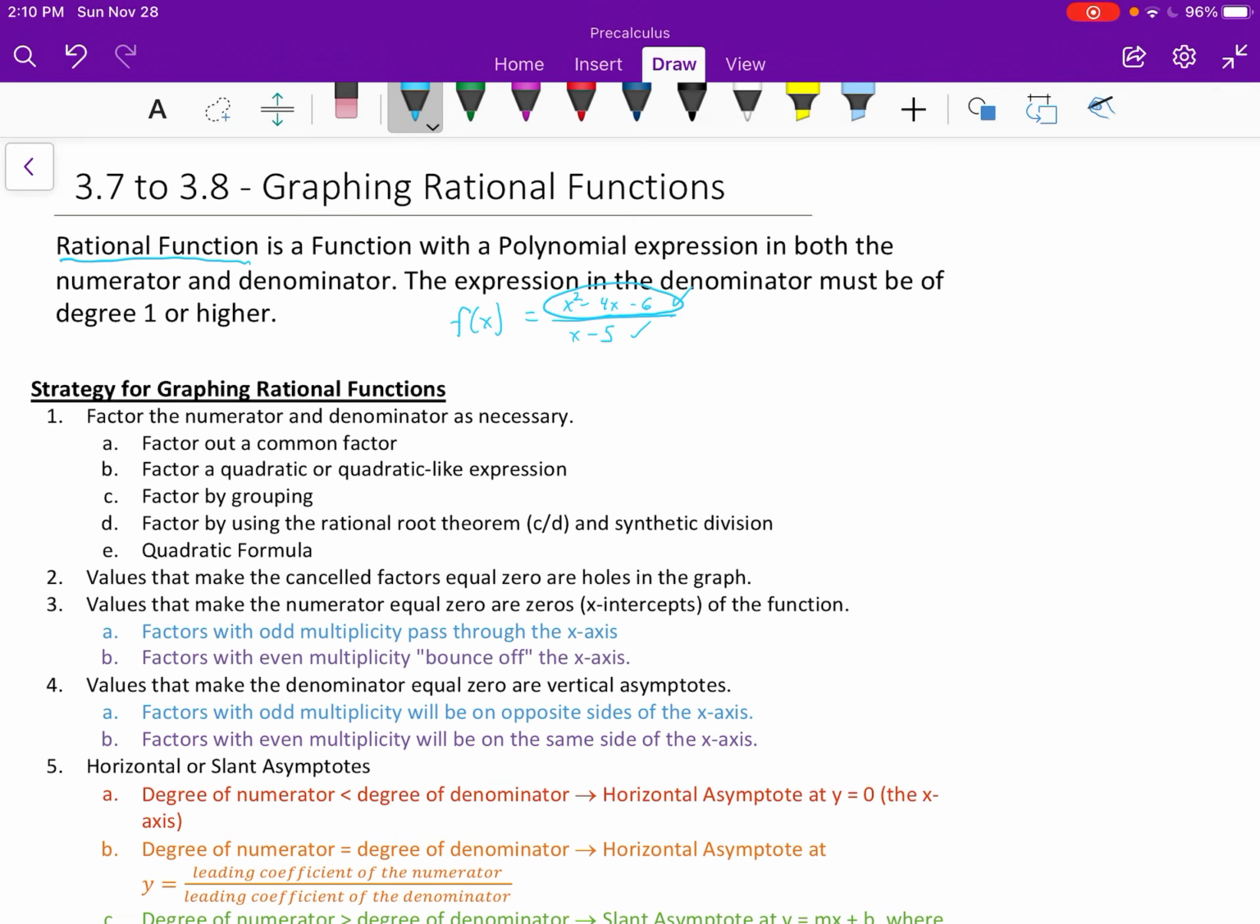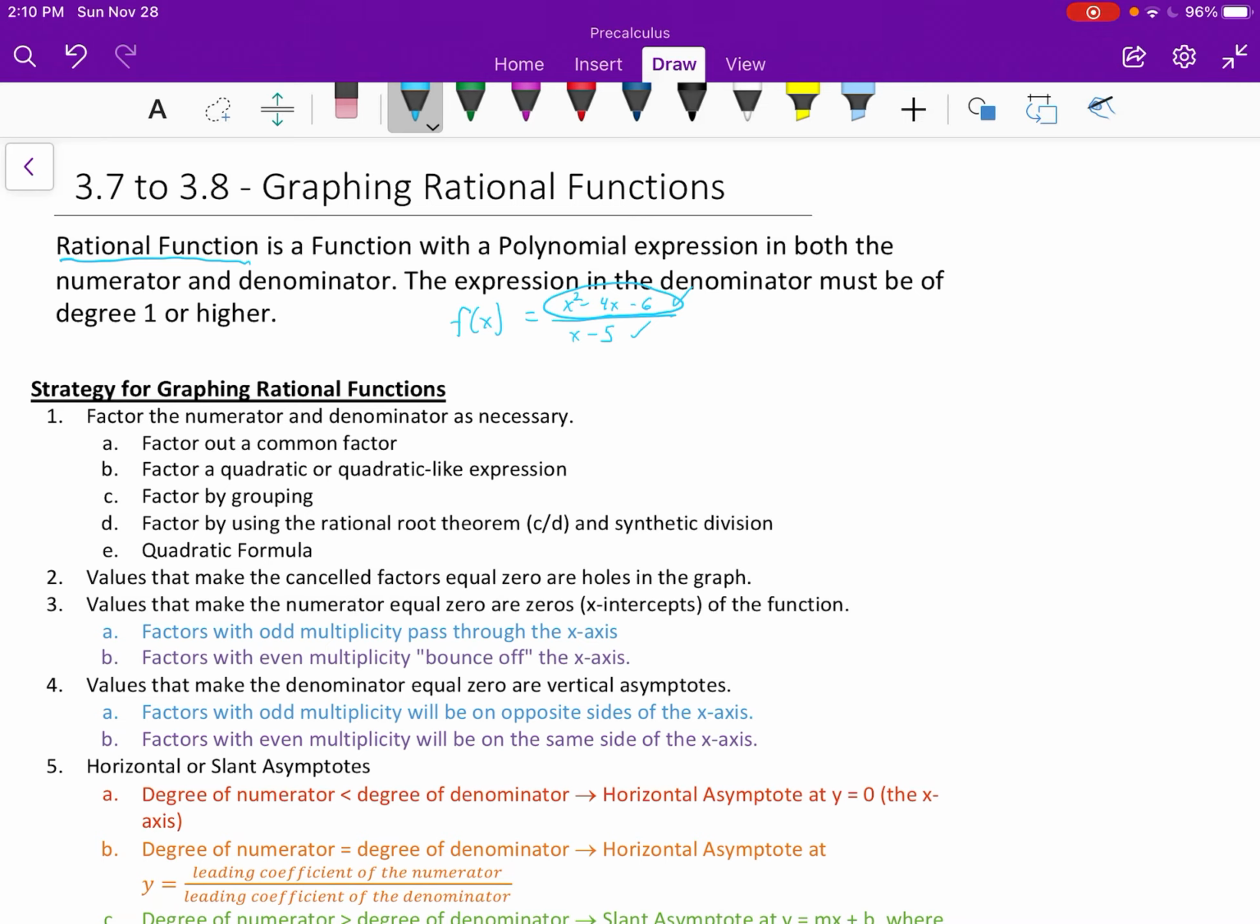Factoring by grouping sometimes can be used if it is an x cubed function. Factoring using the rational root theorem and synthetic division might have to be used once in a while, and sometimes, not very often, but sometimes we might have to use the quadratic formula. So we're going to factor the numerator and denominator.